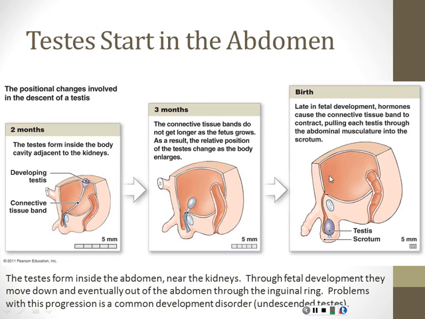So typically the urologist will watch the child for about 3 months, and if it still has not come down, then they'll do a simple surgical procedure where they'll sort of pull it down and then suture it into the scrotum so that it doesn't go back up. So just a common thing to know about, and it all comes from this sort of journey that has to be made.